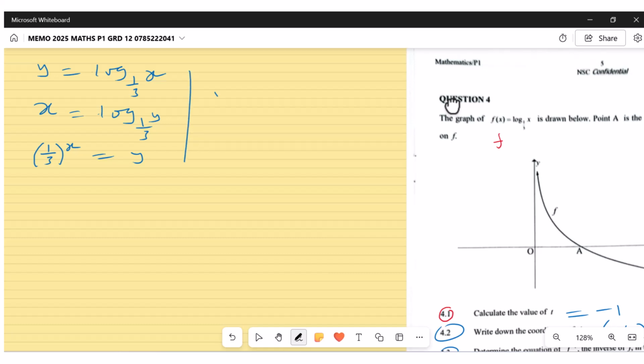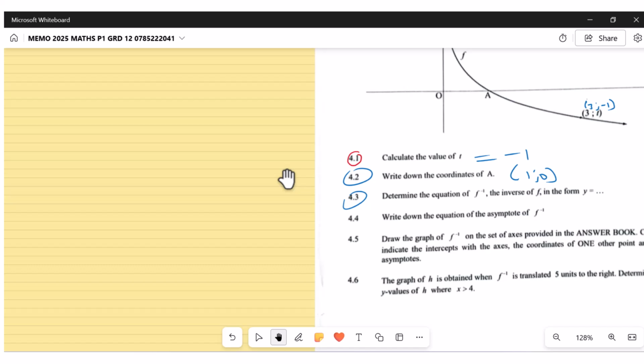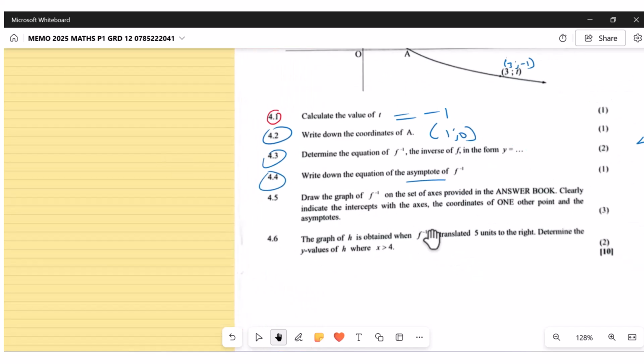What do they say here? Write down the equation of the asymptote of the inverse function. Now the inverse function, we want its asymptote. And they say draw the graph of f inverse on the set of axes provided, and then indicate the intercept with the axis and the coordinates of one other point on the graph. Okay, so before I tell you the equation of the asymptote, let me first draw for you the inverse function, then it will give us the asymptote.